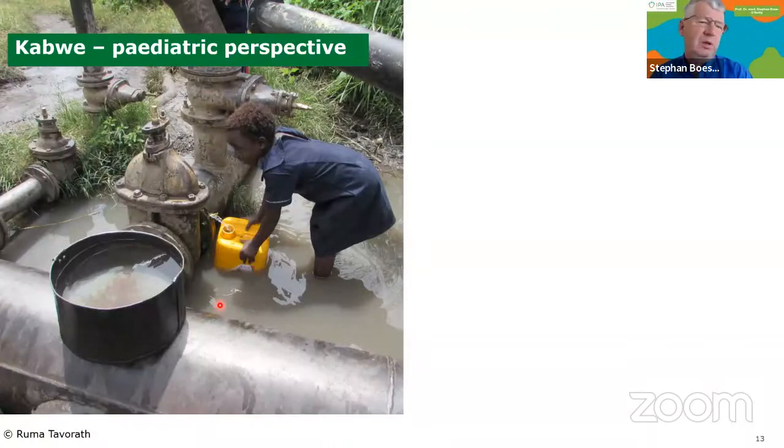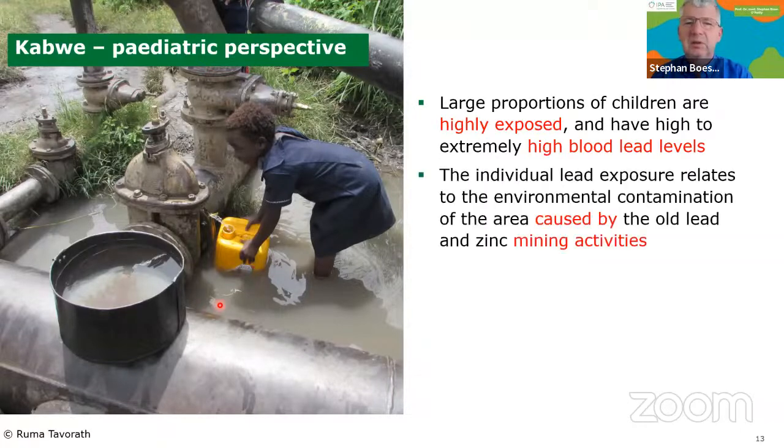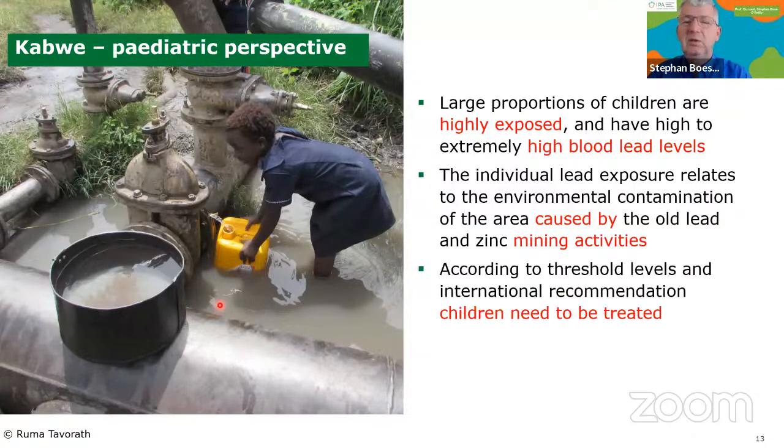What is the perspective from us as pediatricians? Large proportions of children are highly exposed, with high to extremely high blood lead levels. The individual lead exposure relates to the environmental contamination of the area caused by the old lead and zinc mining activities. And according to threshold levels and international recommendations, children need to be treated.